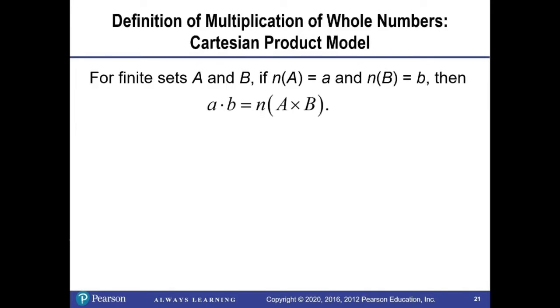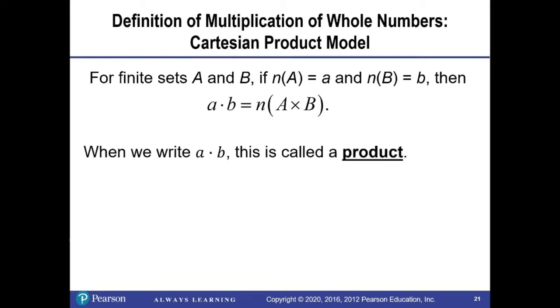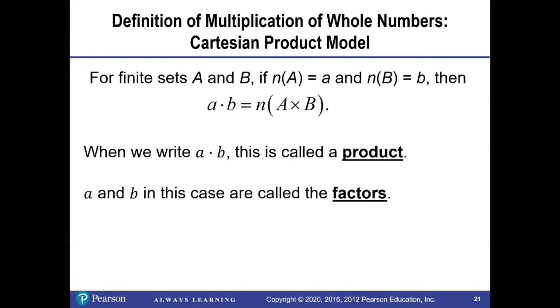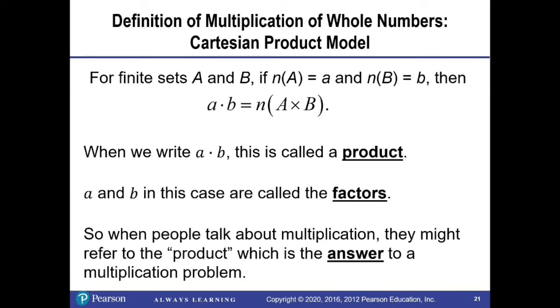When we think about multiplication using the Cartesian product model, we look at how many elements are in A times how many elements are in B, and that gives us the number of elements in A cross B. A times B is called the product, and A and B are each called factors. Because this is using the Cartesian product model, many times when we talk about multiplication, we refer to the product as the answer to the multiplication problem.